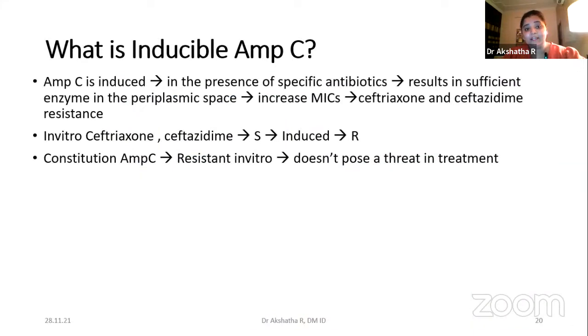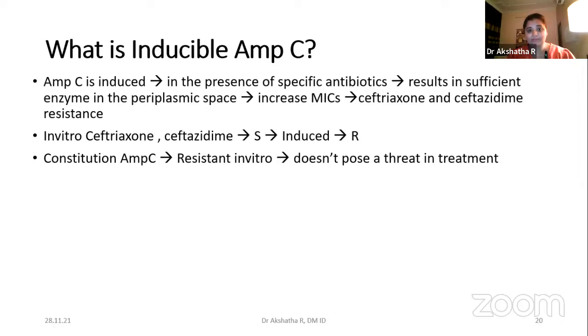So what do you understand by inducible AmpC? It means the organism is not constitutively producing the AmpC enzyme in the periplasmic space, but when exposed to the antibiotic, the enzymes will build up in the periplasmic space and hence will increase the MIC, leading to resistance to your third generation cephalosporins like ceftriaxone and ceftazidime. So what is the clinical implication? It may appear to be susceptible in vitro, that is, when you are looking at the culture report, it can be susceptible. But once you start the patient on the therapy, the resistance is induced.